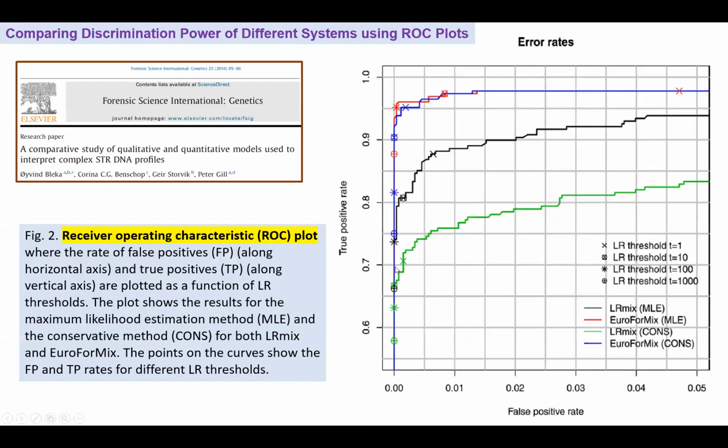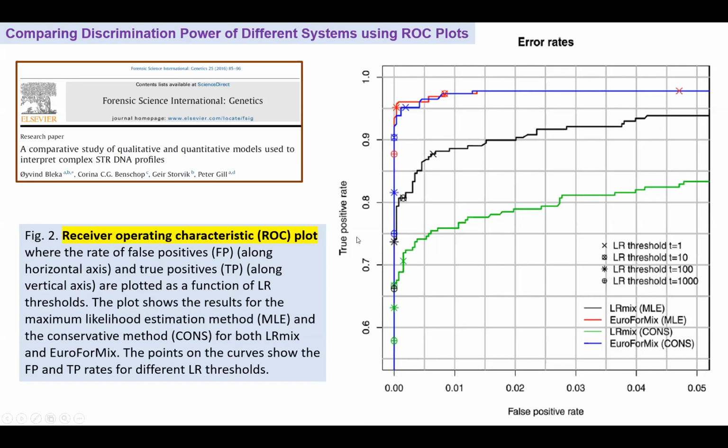Okay. Now you can see publications in the literature. So this one is Bleka et al. in FSIG, where they use receiver operating characteristic plots or ROC plots to compare the discrimination ability of different LR systems.